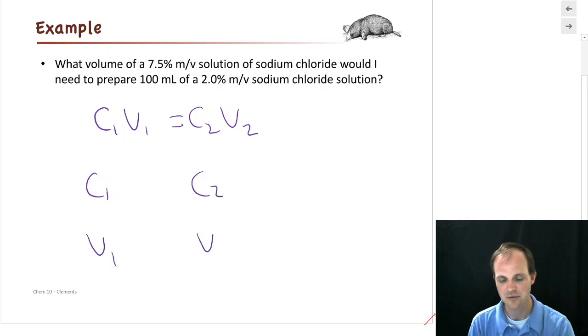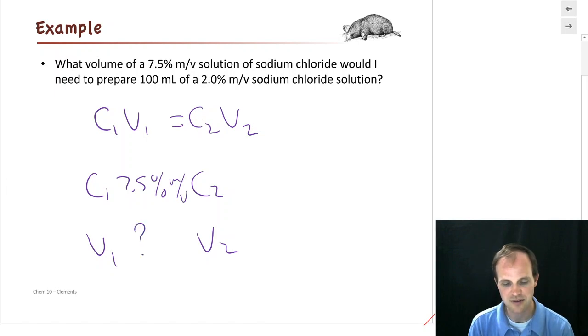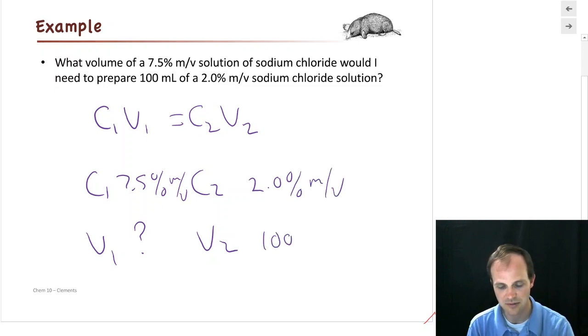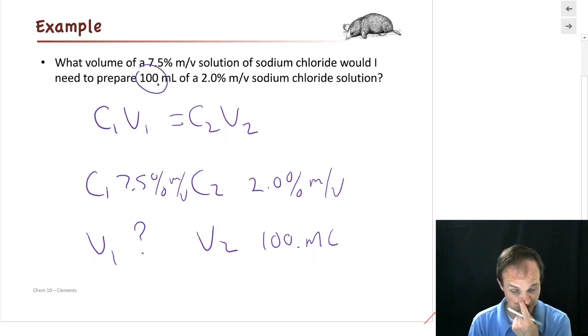Why do I take the time to write it out every time? Because I want you to take the time to write it out every time. What did we start with? We started with 7.5% M over V. We don't know how much of it because we want to know how much. We're making 2.0% M over V, and we're making 100 milliliters of it. I'm going to add a dot here so we get a couple more sig figs.